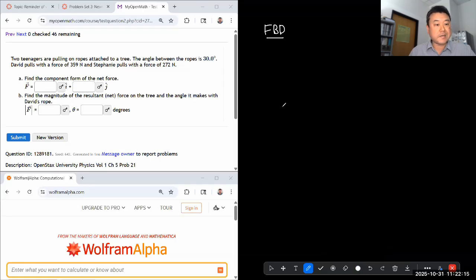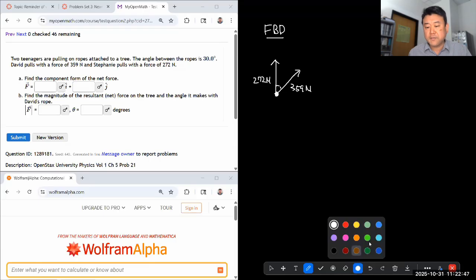Okay, so I'm drawing a free body diagram of the tree as viewed from the top. There's one rope that David pulls going one way with 359 Newton, and I have an angle of about 30 degrees. And then, oh, my drawing is not to scale. Stephanie is pulling this with a force of 272 Newton. And the question is asking for the component form of the net force. That's really the main thing. And this is the thing that I want to do slightly differently. Normally, the standard way we would have done it is we would have broken these forces.